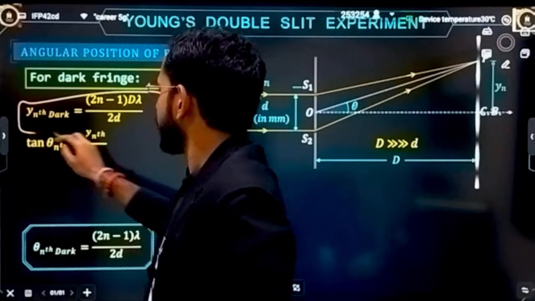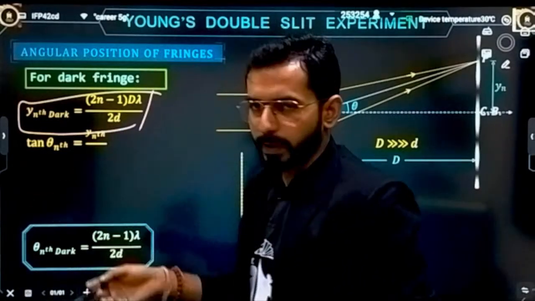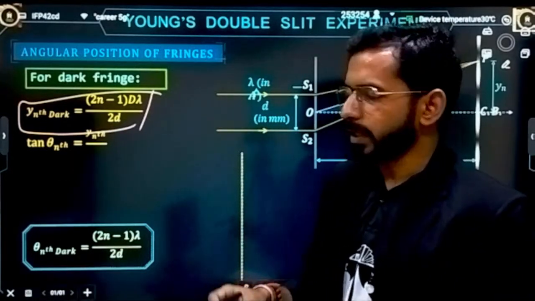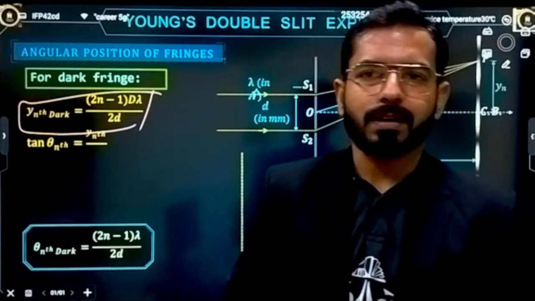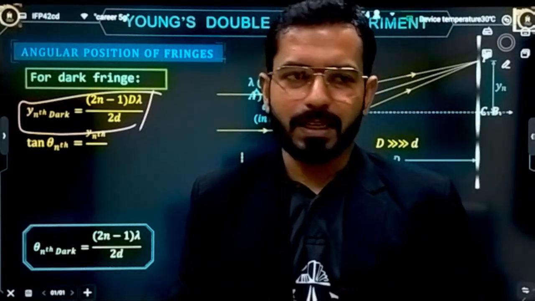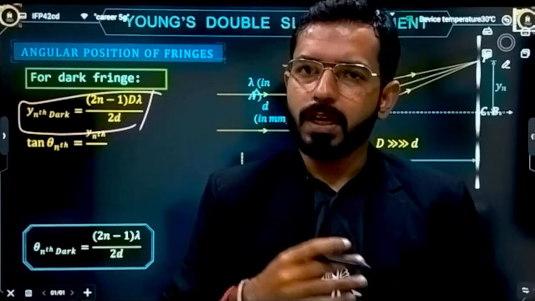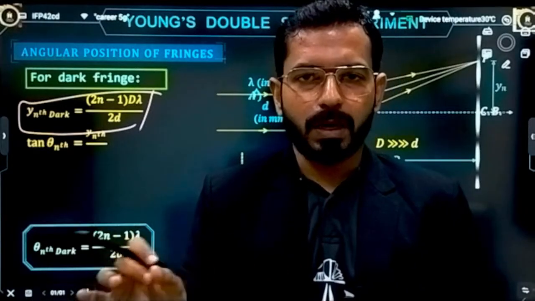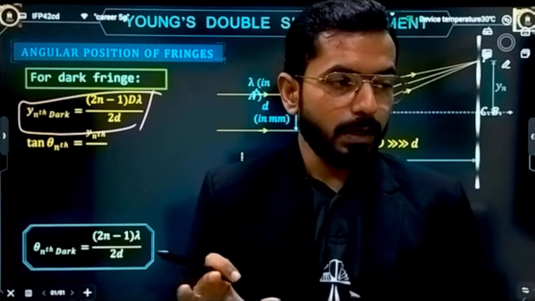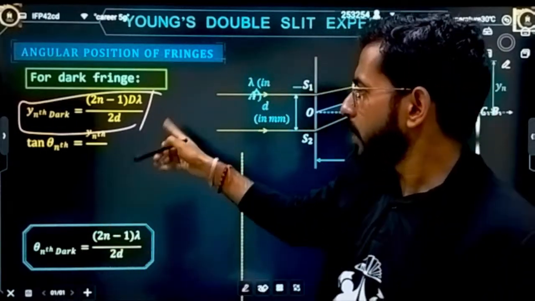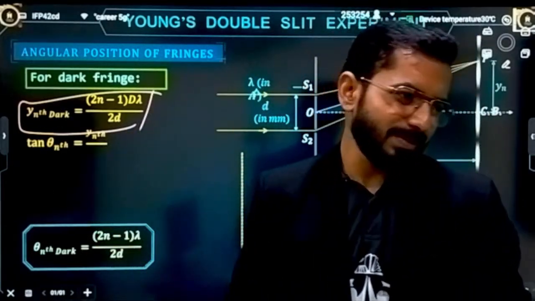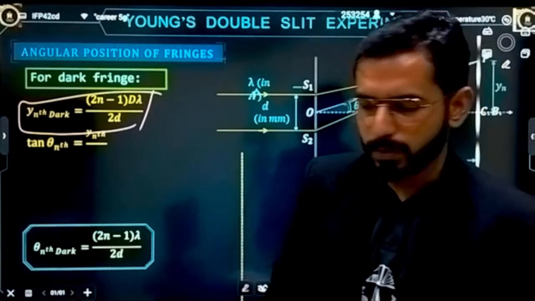In general, what do you write for the position of minima? 2n minus 1 times D lambda by 2d. Conventionally, you can also go with 2n plus 1 times D lambda divided by 2d. But in a lot of places it is also given as 2n minus 1 D lambda divided by 2d. So nothing is wrong. You can take this also.